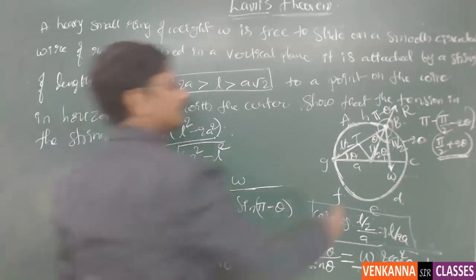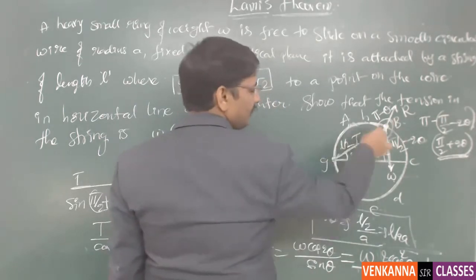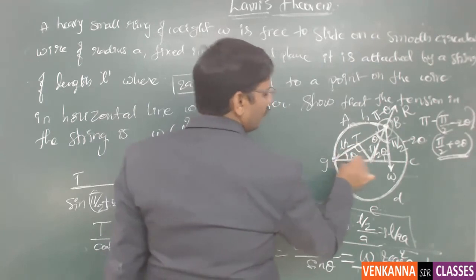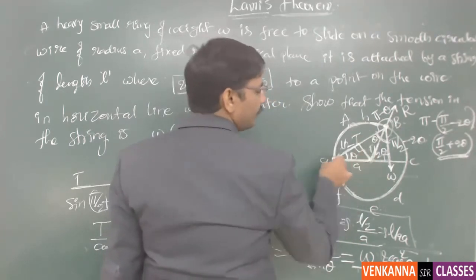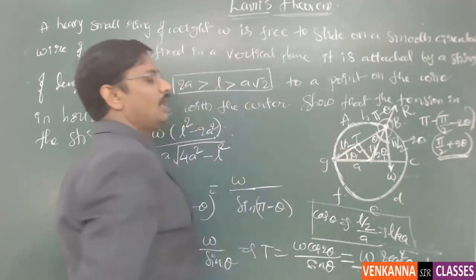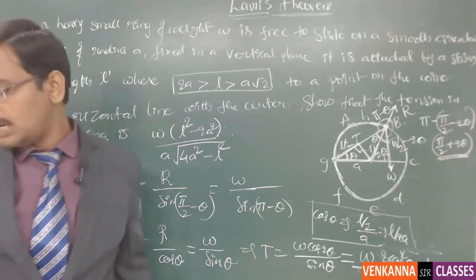Cos theta value I have given. So this is cos theta. If you draw a perpendicular from here, this length will be equally divided, so this will be L by 2 and this will be A. This is the hypotenuse and this is a right angle triangle, this is the base. So L by 2 and A. From there you can bring the cos theta value, L by 2A.